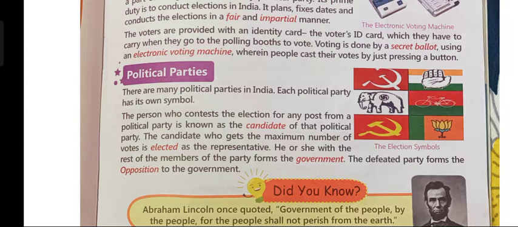Now, children, who is a candidate? So, the person who contests the election, who stands for any post from a political party, is known as the candidate of that particular political party. Now, whichever candidate gets the maximum number of votes, he or she wins the election and is elected as the representative, and he or she, with the rest of the members of the party, forms the government, while the defeated party forms the opposition party.